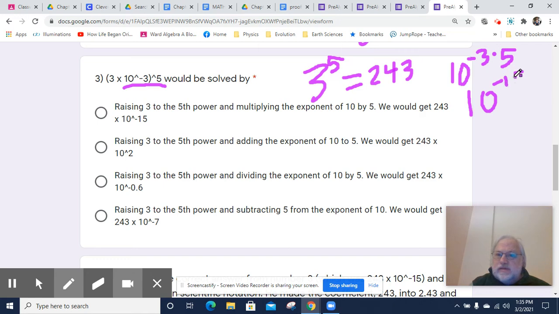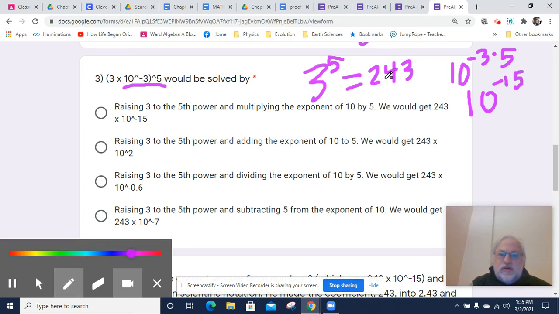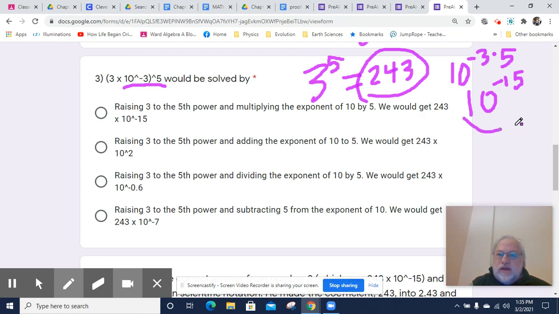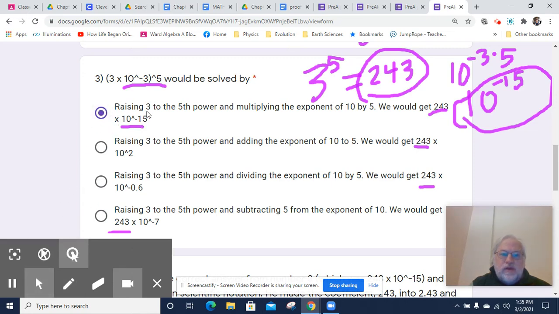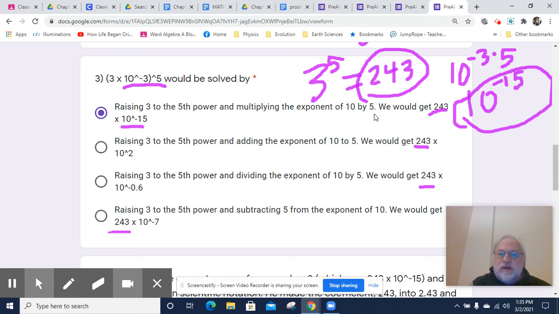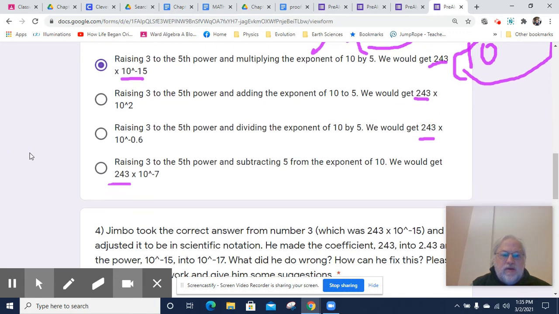Now we haven't yet set this in scientific notation. That's coming in the next question. So we're going to have 243 right now as our coefficient, and 10 to the negative 15th as our power. So let's find that. It's going to be 243. All of these have 243. So let's now find 10 to the negative 15th. There it is. So that's the one we're choosing. We're going to raise 3 to the 5th power and multiply the exponent of 10 by 5. See, we multiply the exponent of 10, which was negative 3, times 5, and we got negative 15. So 243 times 10 to the negative 15th power.